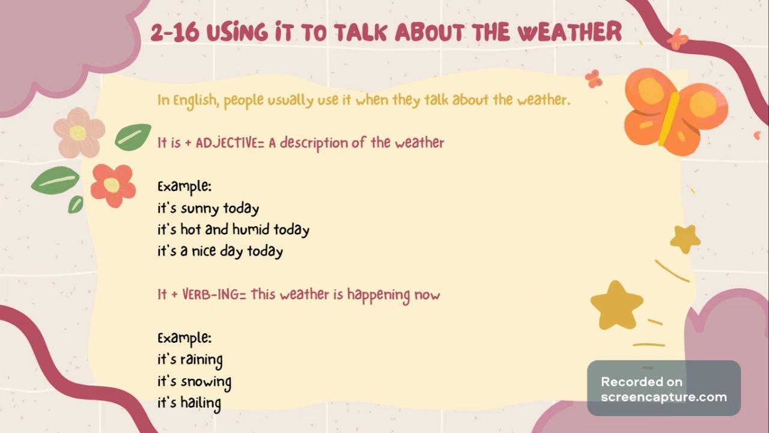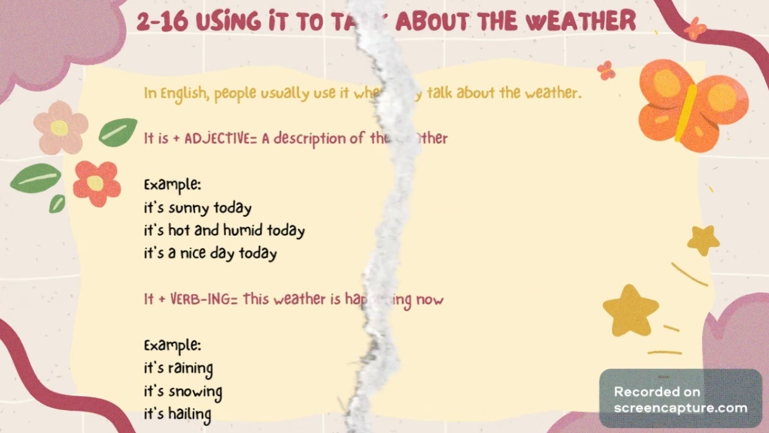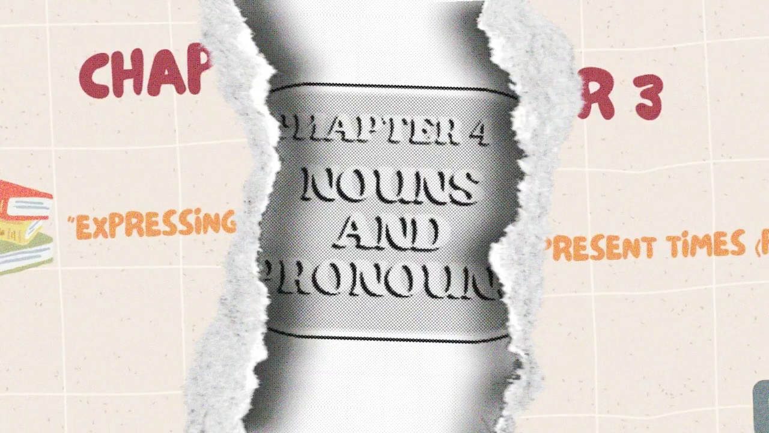It plus verb-ing is a description of weather that is happening now. For example, it's raining. So it's information like it's raining right now. It's happening right now. It's snowing and it's hailing. Okay, next.